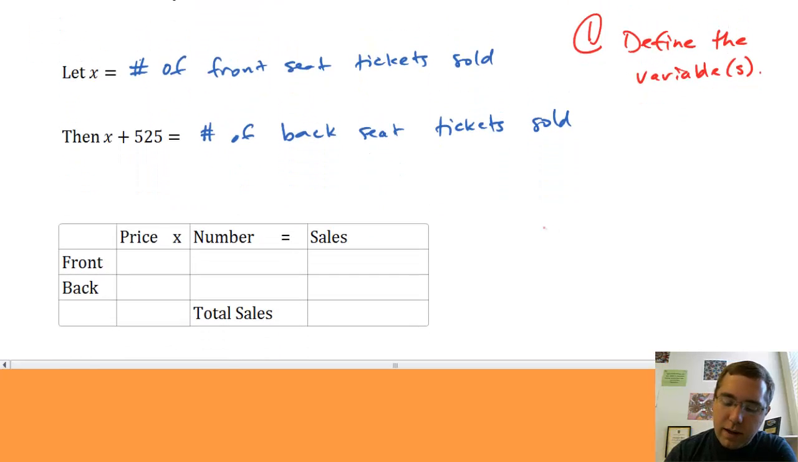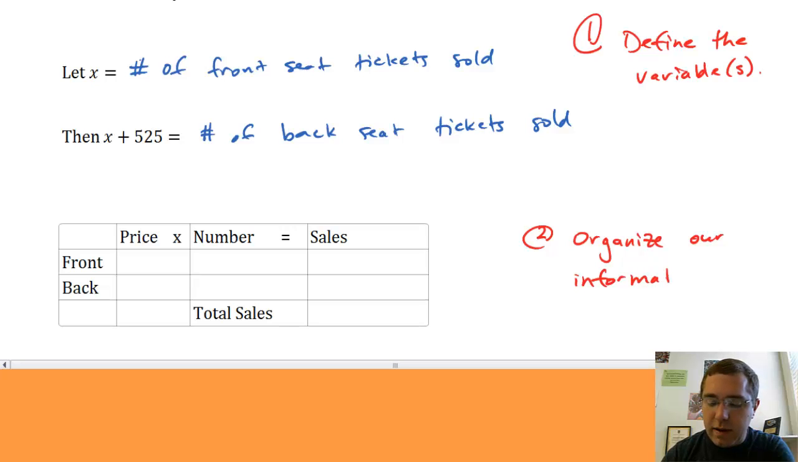Once we do that, we want to move on to the next step, which is going to be to organize our information. Sometimes that might be in the form of a picture or a diagram. Here it's going to be in the form of a table. I've made a table where I've got front and back as my rows, and then price, number, and sales as my columns. And I've noted that price times the number of tickets should equal the total sales.